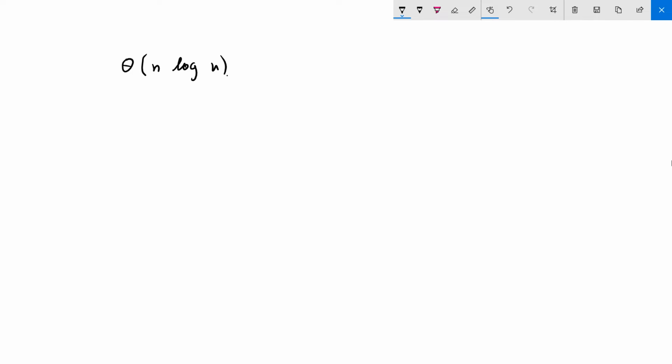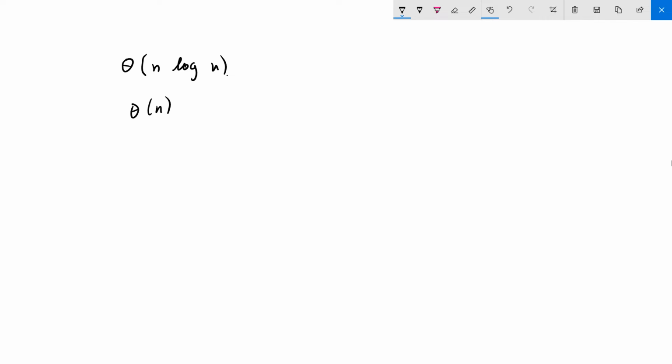If you double the size of the input, what happens to the running time? It'll double plus a little more because of that log n term. Okay? So on the other hand, something like a linear search for an element in an array of length n is theta of n. And there the doubling behavior is if you double the size of the input, you double the running time exactly.